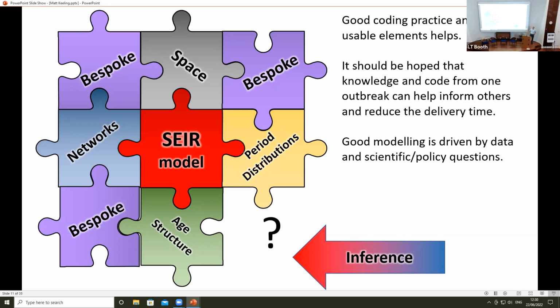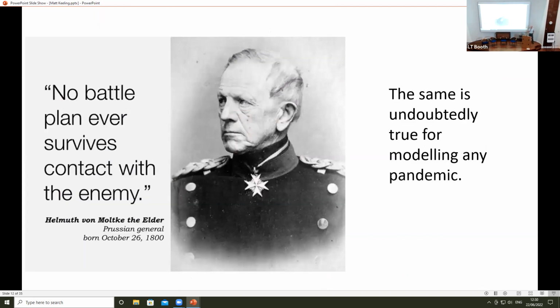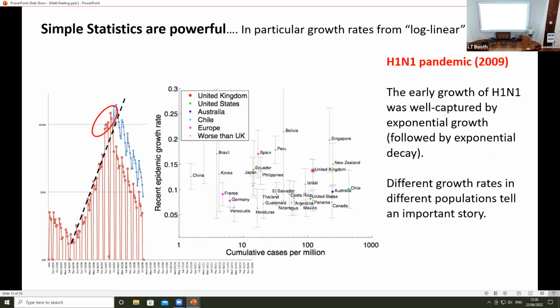But what I want to talk about for most of this, and thinking about COVID, is how good modelling isn't driven by the model, it's driven by the scientific questions, the data and the policy. There's this famous quote that no battle plan ever survives contact with the enemy. And I think this is also very, very true for a pandemic. We can have all these grandiose ideas of what we're going to do in the early stages, but as soon as you start to see the data, as soon as you start to learn something, you have to adapt those very, very quickly.